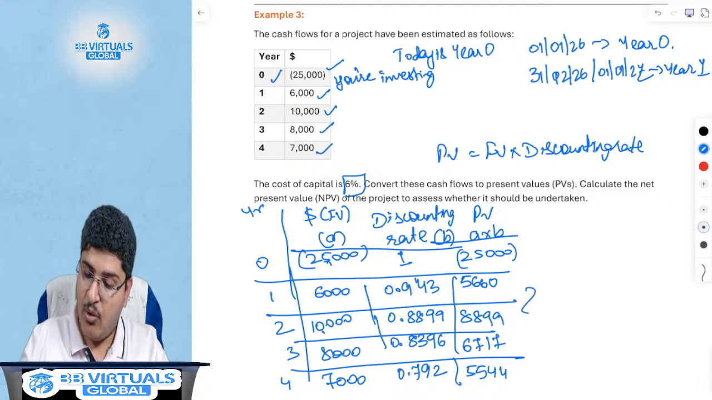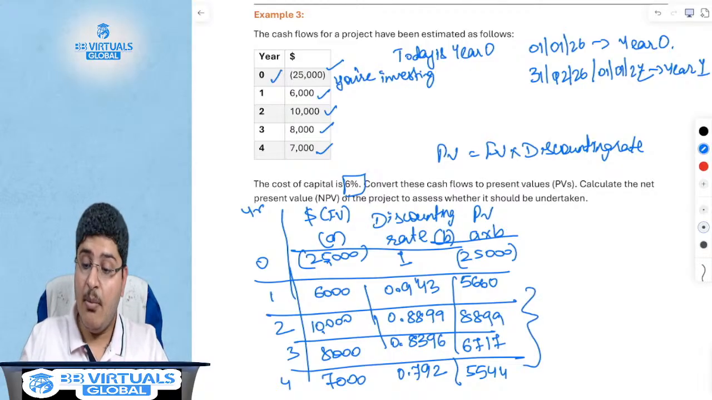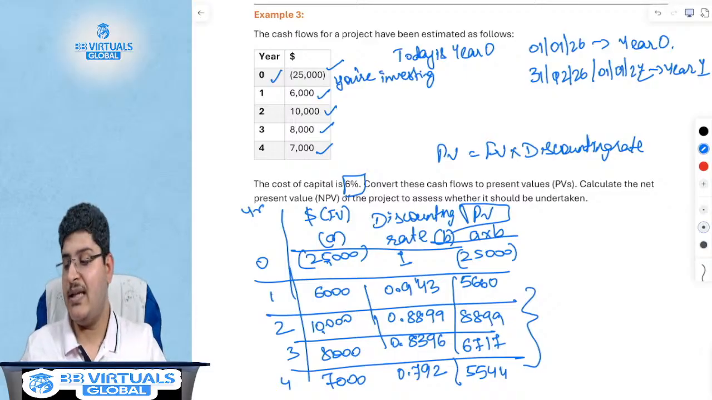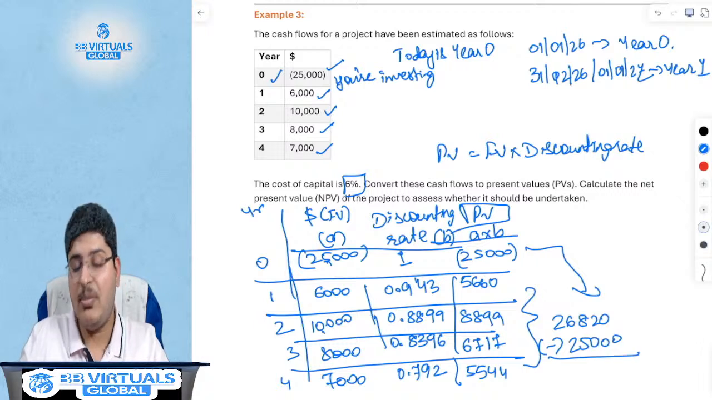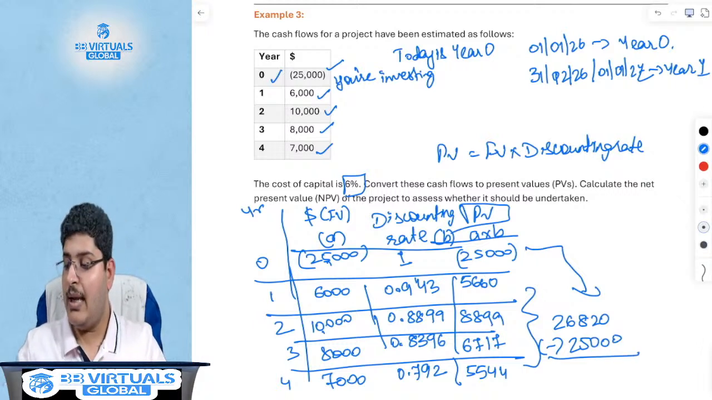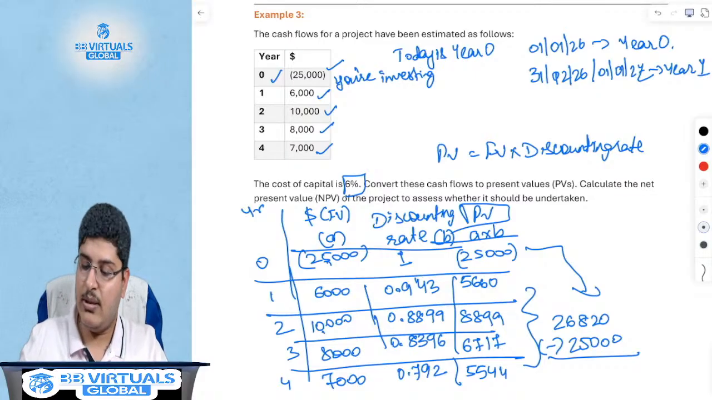So these are the positive cash flows that you will be receiving, but this is the present value of those cash flows. Now if I was to add all of these cash flows, 5660, 8899, 6717, 5544, then the total amount is nothing but 26820. But you'll also have to subtract the amount that you're investing today, and hence your present value is approximately 1820.